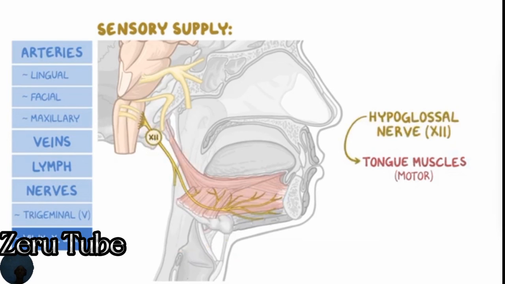So the hypoglossal nerve gives innervation for the intrinsic as well as the extrinsic muscle of the tongue.